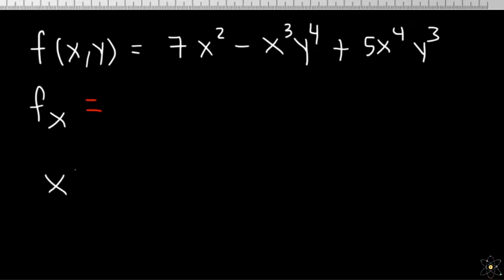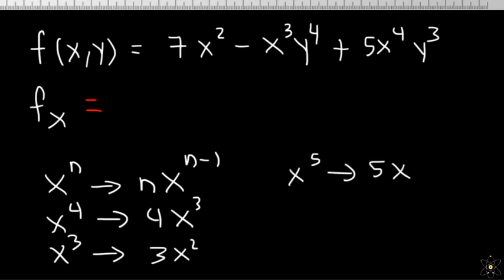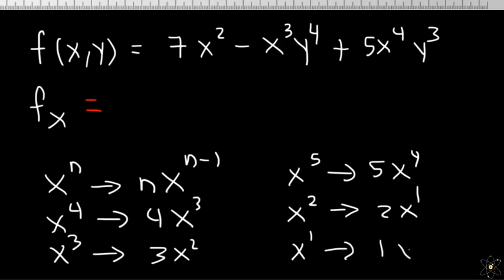Let's say we have a function x to the n. If we wish to find the derivative, it's going to be nx raised to the n minus 1. So for example, the derivative of x to the fourth is 4x cubed. The derivative of x cubed is 3x squared. The derivative of x to the fifth is 5x to the fourth. The derivative of x squared is 2x to the first power. The derivative of x, or x to the first power, is 1x to the 0, which is the same as 1.